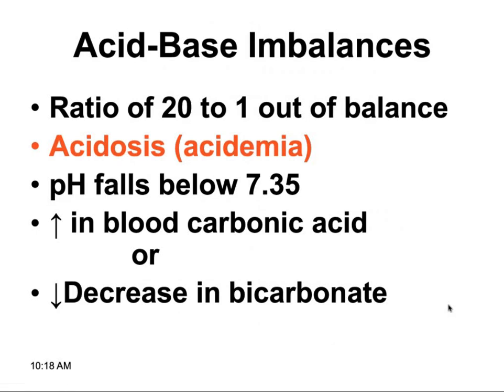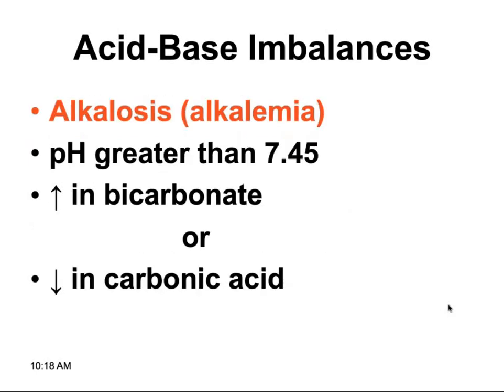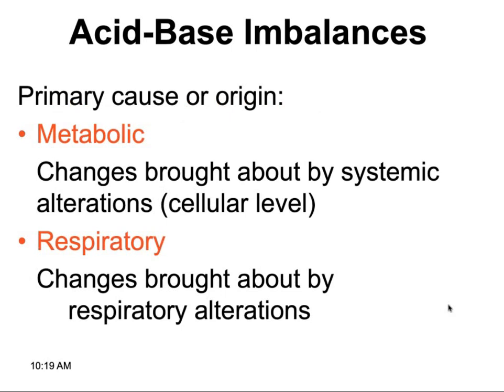So in acid-base imbalances, the ratio of 20 to 1 goes out of balance. The condition is acidosis or acidemia. pH falls below 7.35. There is increase in blood carbonic acid or decrease in bicarbonate ions. The reverse happens in alkalosis when the pH is greater than 7.45 and there is increase in bicarbonate.